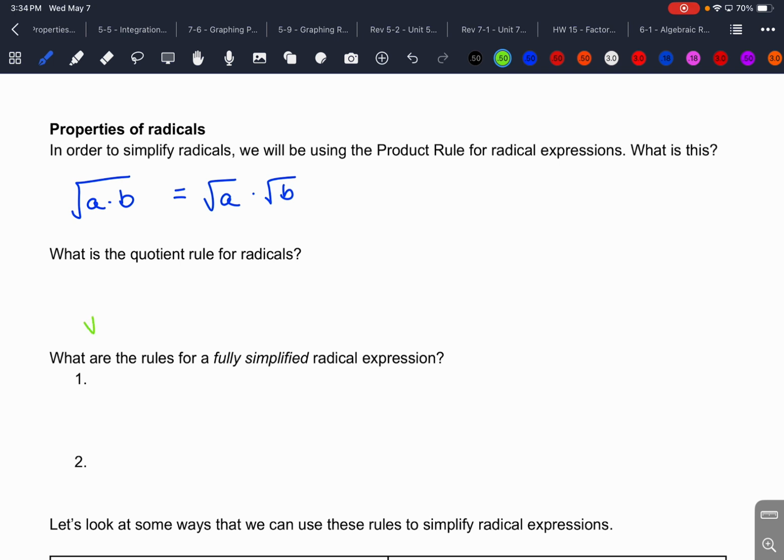By the way, the same thing is true for division. You won't see this as much this year, but we'll definitely get into this in Algebra 2.